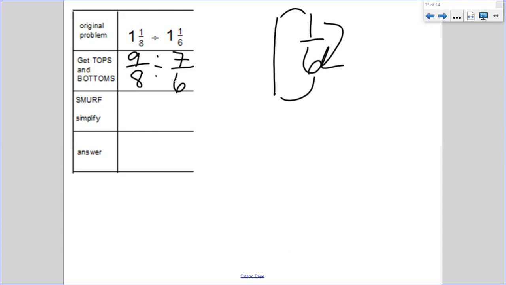So now it's time for me to smurf it. So same, multiply, you are flipped. Oh, our box is back again. So now I look at 9 and 7 and go, okay, the greatest common factor of 9 and 7 is 1, so I can't go any smaller than that. But let me look at 6 and 8. Okay, I can reduce here.